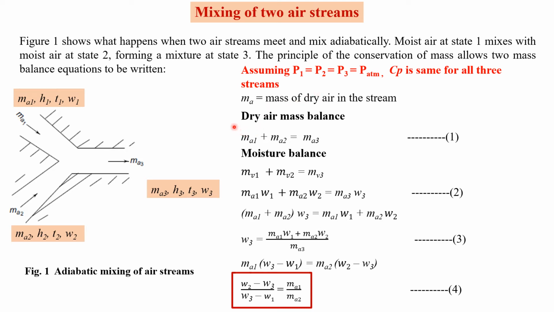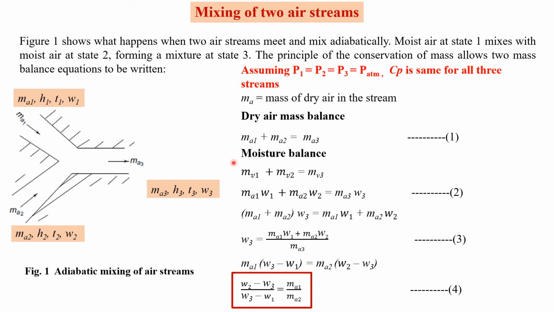So in order to analyze the mixing of two air streams, we can first think of making the dry air mass balance. Because the mass of the dry air which flows through the first branch and the mass of the dry air which flows through the second branch does not change. So finally these two dry air masses get mixed and ultimately they leave through the system. So Ma1 plus Ma2 is going to be Ma3. So this is equation number 1.